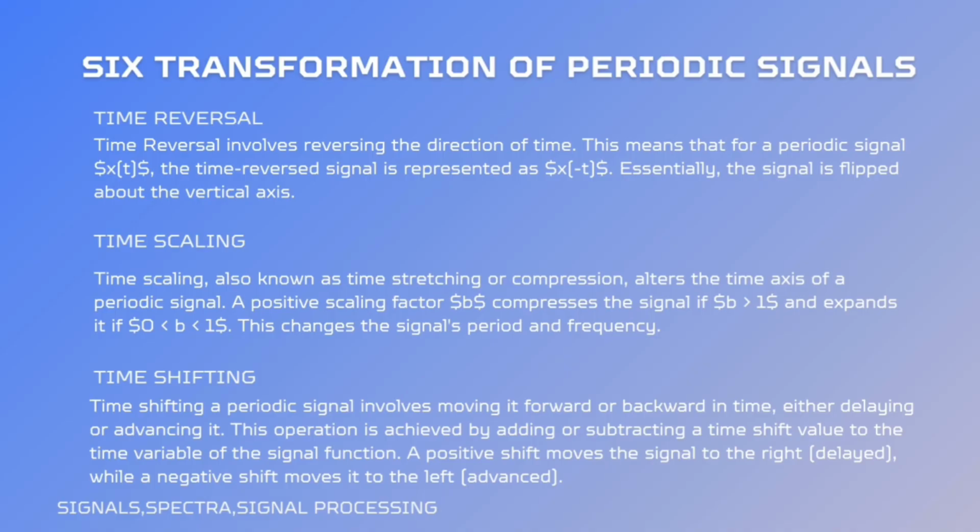Time shifting. A periodic signal involves moving it forward or backward in time, either delaying or advancing it. This operation is achieved by adding or subtracting a time shift value to the time variable of the signal function. A positive shift moves the signal to the right, delayed, while a negative shift moves it to the left, advanced.